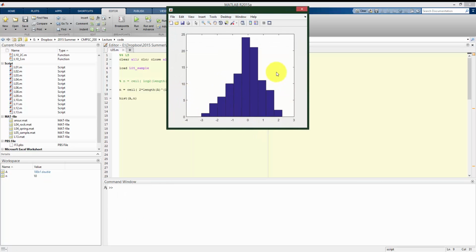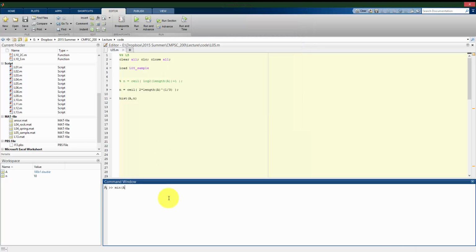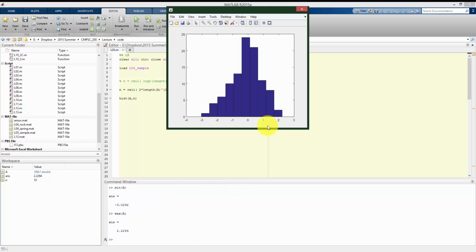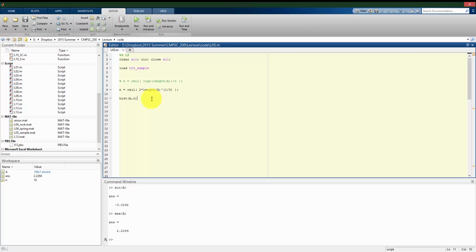So using the Rice rule, we have 10 equally sized bins between the minimum value in our set, which let's look here is a negative 3.02, and the maximum value in our set, which is 2.22. And going back to our figure, we don't have exactly where these edges are that were being used here. So again, this is why using just hist, the default, is not necessarily the best.